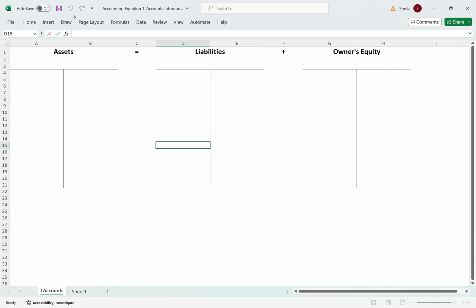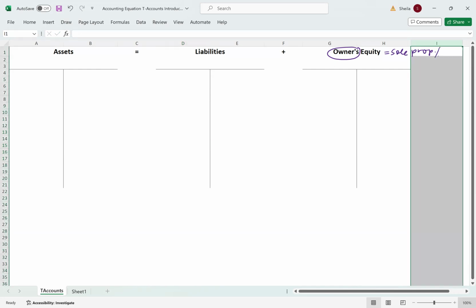Now, I want to mention a couple of things real quick related to this equation. First of all, our equation is assets equals liabilities plus equity. Anytime we have owner's equity, this is speaking to a sole proprietor, meaning one owner, or a partnership.